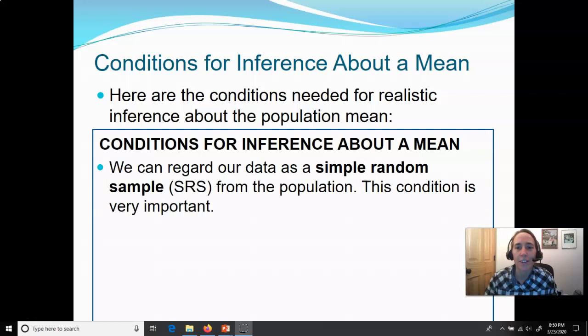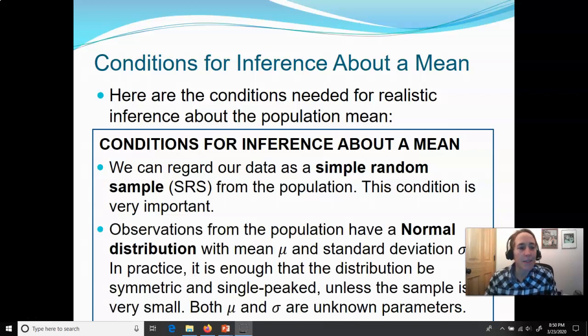So conditions for inference about a mean: we have to have a simple random sample. Remember from chapter 18, that's really important. This is always important, a simple random sample, as we have seen. Observations from the population have a normal distribution. That's sort of important. A sample size being large enough is even more important. Basically, you want it to be symmetric and single peaked, unless the sample is very small. Both mu, the population mean, and sigma, the standard deviation of the population, are unknown parameters.